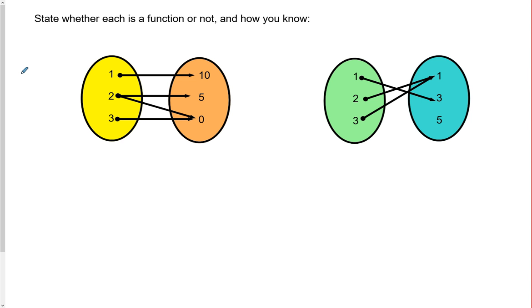So one on the left, let's have a look at that first. I noticed that the 2 is mapping to 2 different y values. So that one is going to be not a function. So it gets a big red X, not a function, because one of our inputs has got 2 different outputs. For our next one, 1 maps to 3, 2 maps to 1, and 3 maps to 1. So each input has a single output. So that is a function. So that gets a nice big check mark. So those are mapping diagrams.